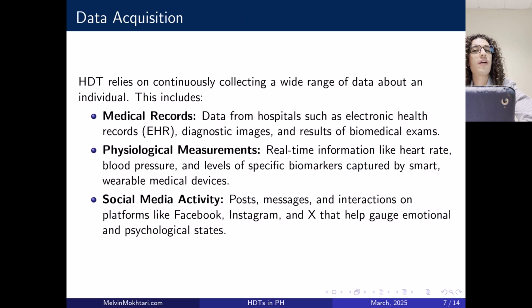The first layer or first phase is data acquisition. As is obvious from its name, this layer is about gathering data and information from HDT. And since we are all people and we're tracking people, the data comes from a lot of different sources. Sources such as electronic health records, which consist of everyone's medical history, such as scans, diagnoses, allergies, or even their treatments.